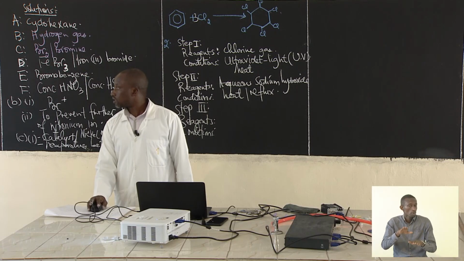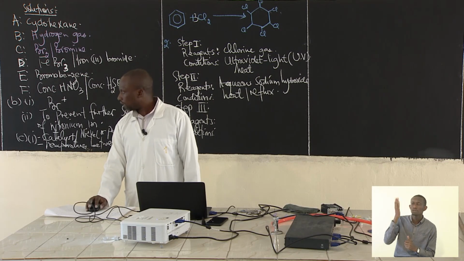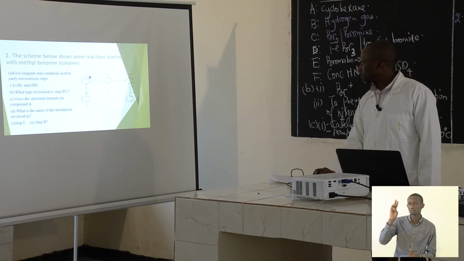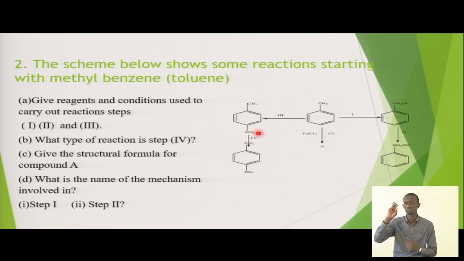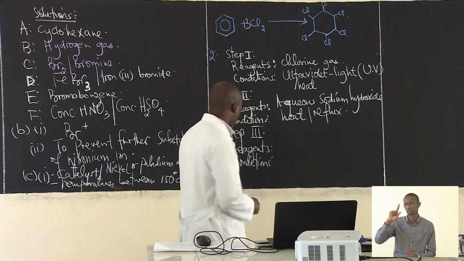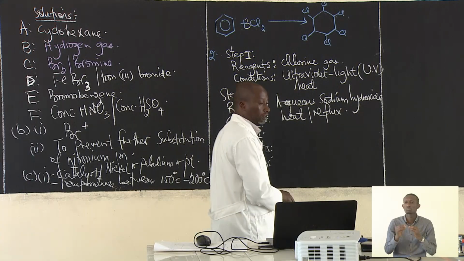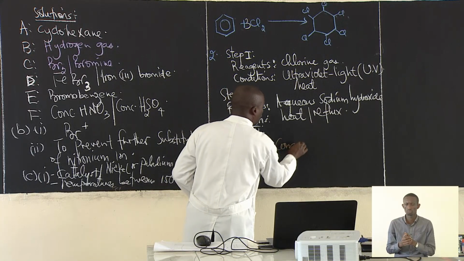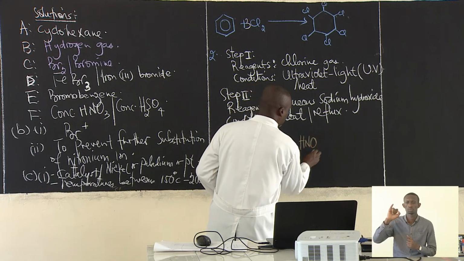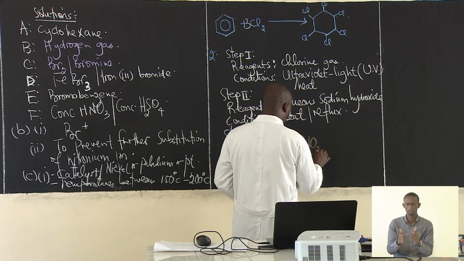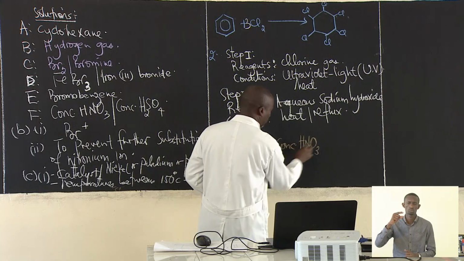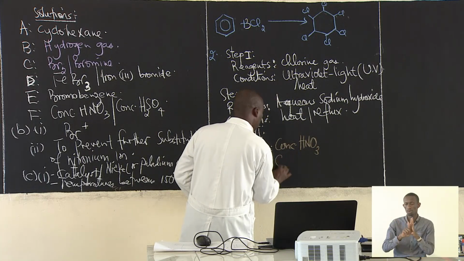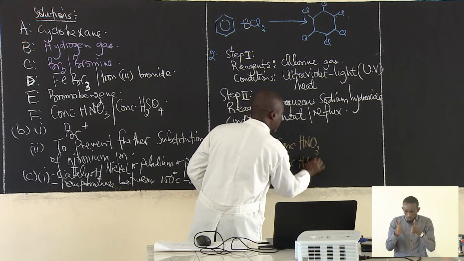Step number 3, so where is the step number 3? It is over here. So what is happening? This is methyl benzene, nothing changing here, but we see a nitro group being attached on carbon number 4 of the methyl benzene. That is a nitration reaction. So in step number 3, the reagent that we are using is concentrated nitric acid. The condition here is concentrated sulfuric acid.